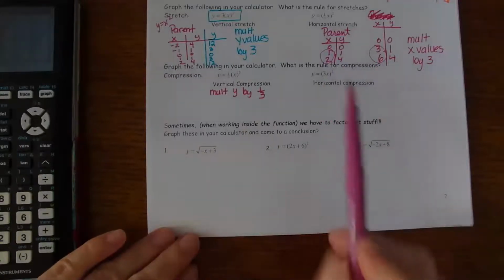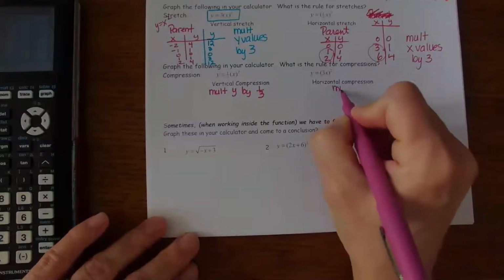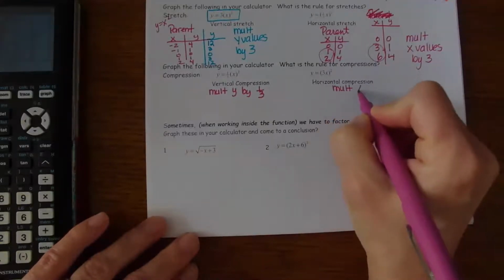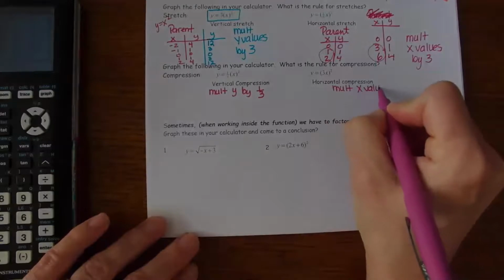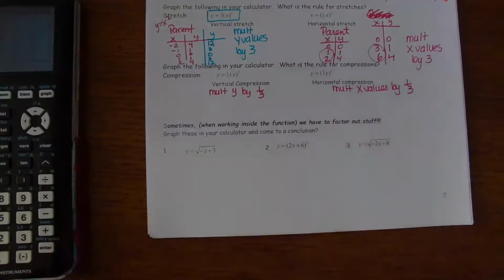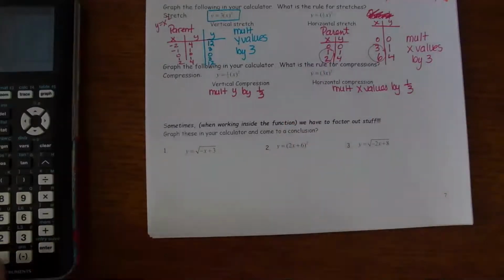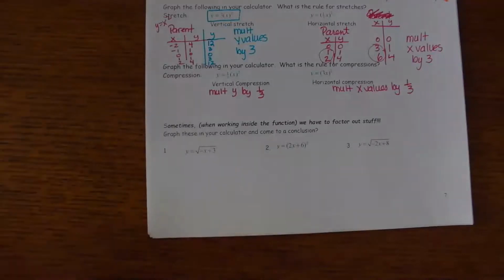So down here where we have a 3, what's it going to do? It's going to multiply x values by what? By 1/3. So you're going to have to commit to memory that when we're dealing with horizontal stretches or compressions, you have to flip it over, don't you? That's okay. Now that you know that, and we graphed it and you see that it works, you're okay.